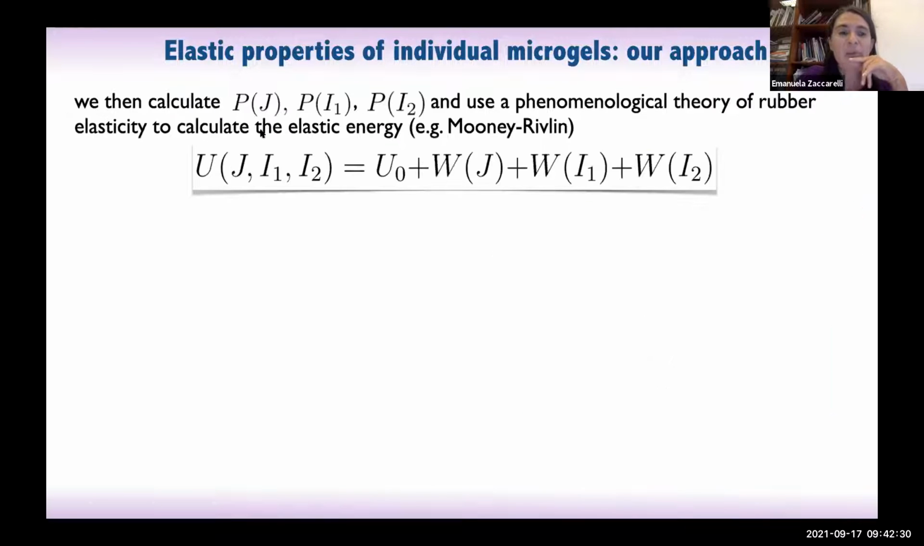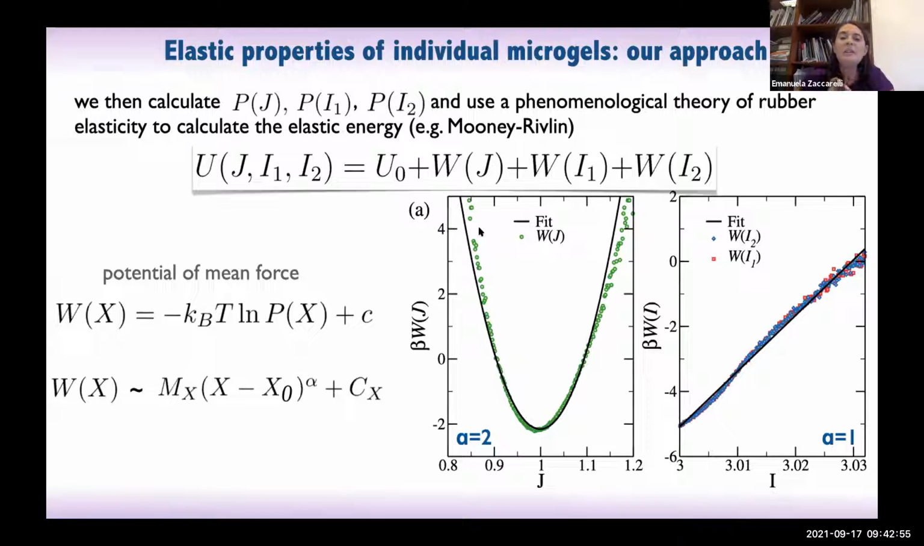So what we do is take an equilibrium trajectory of molecular dynamics, and we calculate J, I1, and I2 and their probability. Then we use a phenomenological theory like the Mooney-Rivlin one, which is usually used in elasticity theory, and which writes the elastic energy as a reference term plus a contribution due to the three strain invariants. These you can evaluate as a potential of mean force from the probability.